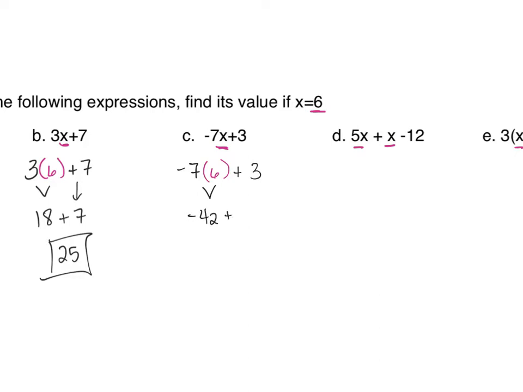Drop down that plus 3. Anytime you don't use something, just drop it down. And the negative 42 plus 3 is going to be negative 39.